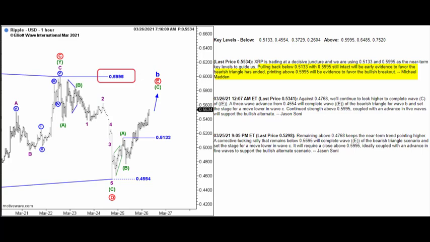So you can see here now how we have actually raised the lower key level up to 0.5113, which creates a smaller zone of risk. And now we are watching those two levels closely within the intraday service.